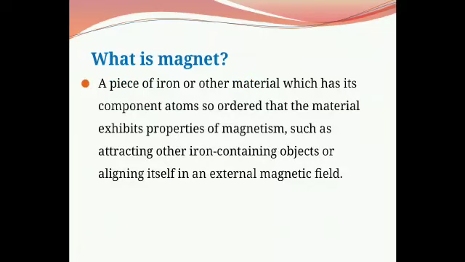First we see what is a magnet. We know that when we keep an iron object near the magnet, it attracts due to the force of attraction. Then what is a magnet? A piece of iron or other material which has its component atoms so ordered that the material exhibits properties of magnetism, such as attracting other iron containing objects or aligning itself in an external magnetic field, is called a magnet.